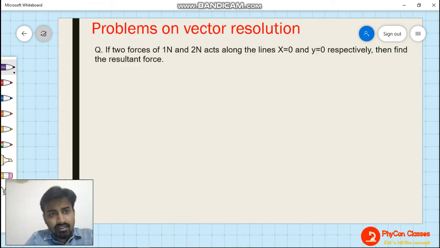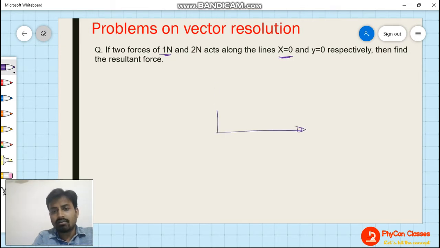The second problem says if two forces of 1 Newton and 2 Newton act along a line x is equals to 0 and y is equals to 0, then find out the resultant force. So 1 Newton here is acting in x is equals to 0 line. So first of all, let us draw this Cartesian coordinate here, xy coordinate here.